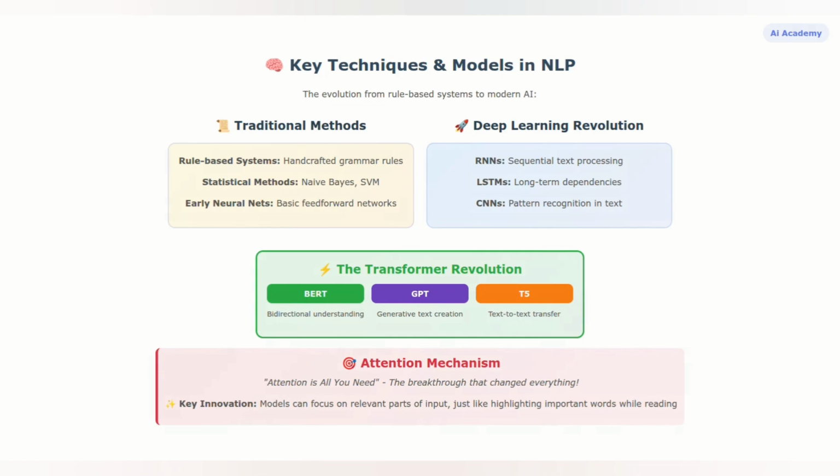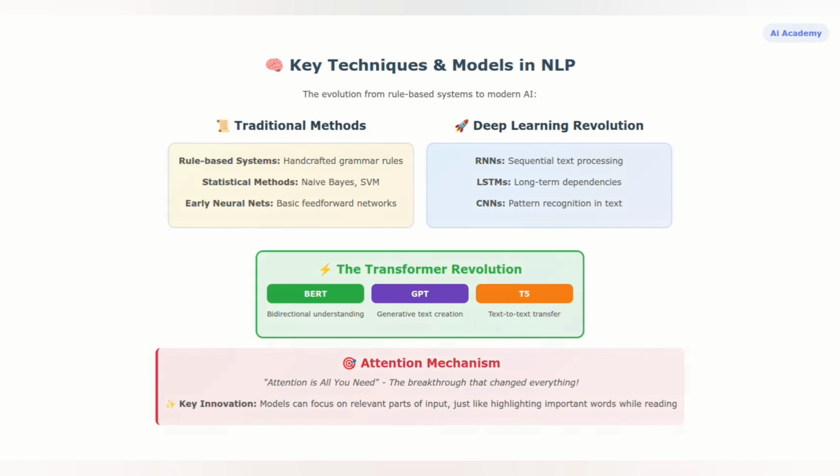Let's talk about the key techniques and models that power modern NLP. The field has evolved dramatically over the years. Traditional methods included rule-based systems with handcrafted rules, statistical methods like naive Bayes and SVM, and early neural networks. The revolution came with deep learning. Recurrent neural networks, or RNNs, could process sequences of text. Long short-term memory networks, or LSTMs, solved the problem of long-term dependencies.